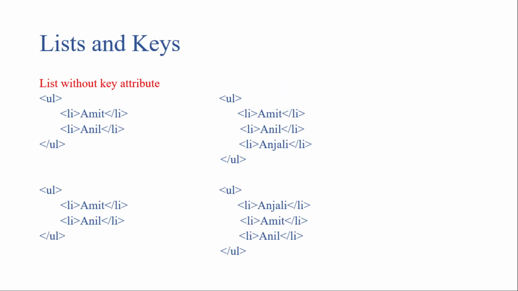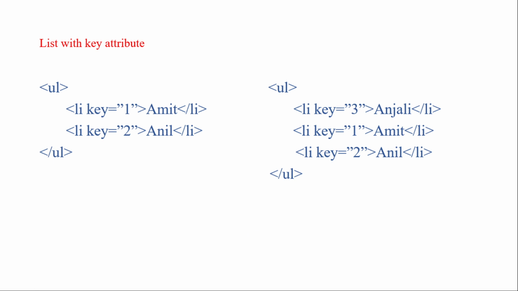If you want to resolve the issue in the bottommost example, you have to use the key attribute. In this case, we can see that for the list items Amit and Anil, the values for the key attribute are 1 and 2 respectively. If you want to add the list element Anjali to the list, React will observe that the list items Amit and Anil are already present with key values 1 and 2. Hence, the new list element Anjali with key 3 will be added at the top of the list.